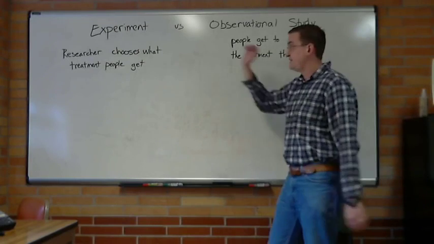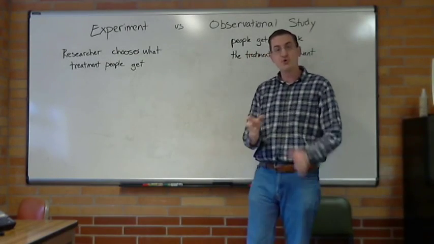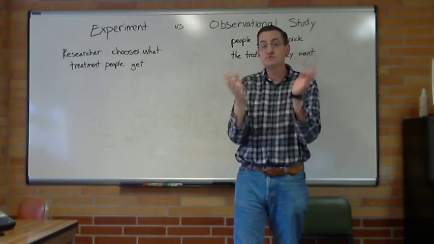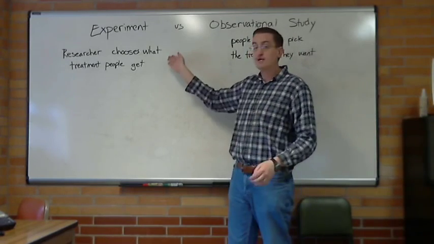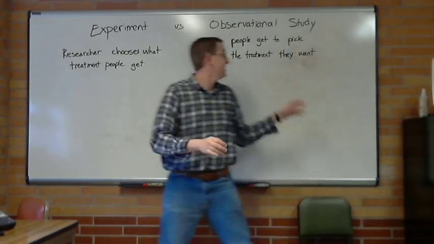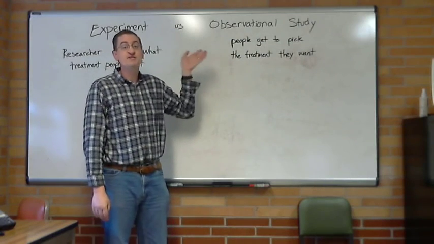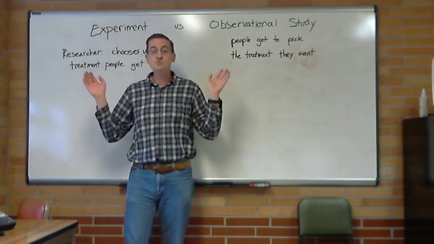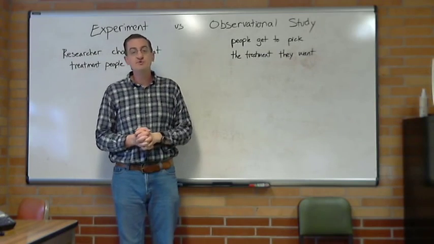What's the difference? In an experiment, the researcher or the statistician or the people doing the survey, you get to pick what treatment the people get. Now, for an observational study, people get to pick their own treatment. So which one is better? Well, let me give you a scenario.